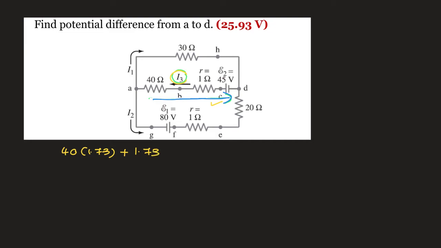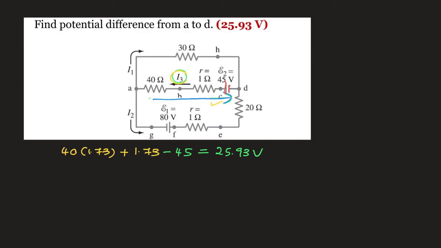And then for the battery here, you look only at the potential along the assumption loop, which is moving from higher to lower potential. Therefore here you get negative 45, which is going to be equal to 25.93 volt.